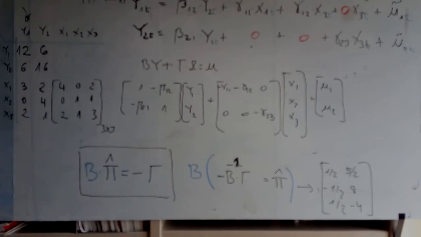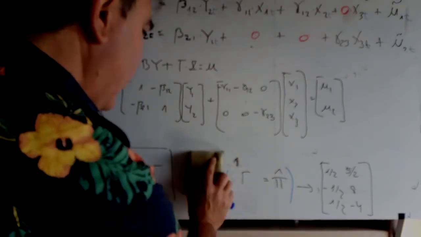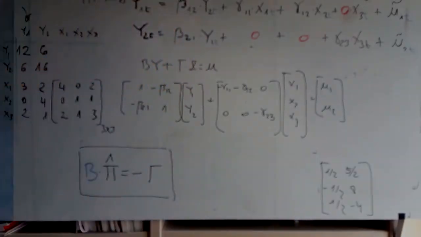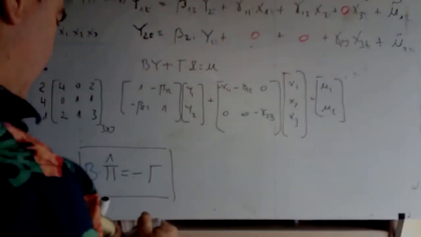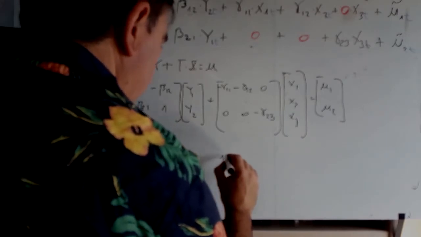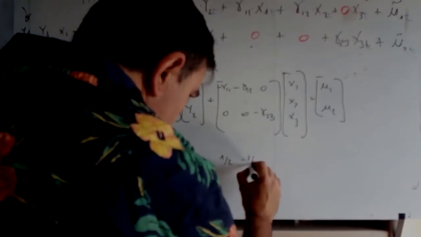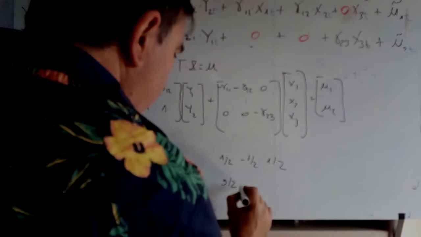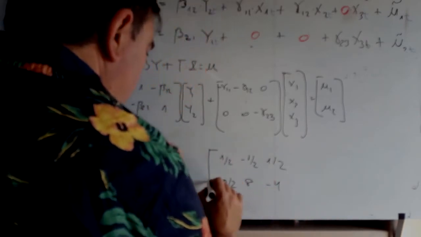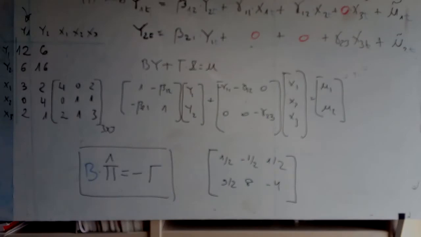So the way of evaluating this, we need to estimate capital B and capital Gamma, these coefficients. The way of doing it is by this equation. So let's keep this equation in mind, and also let's write again the capital P matrix. Capital P was 1/2, minus 1/2, 1/2 and 5/2, 8, minus 4. This is our capital P.